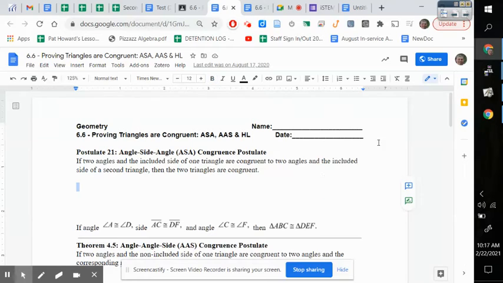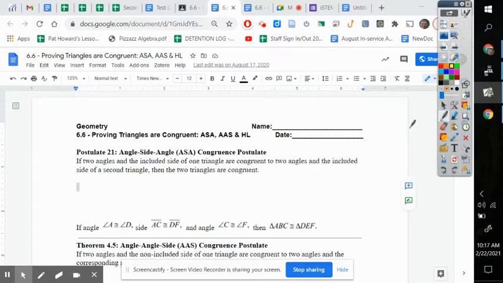Hi, everybody. Today we're going to be taking a look at 6.6, proving triangles congruent: AAS, ASA, and HL. So let's take a look. Okay. So, the angle-side-angle congruence postulate.